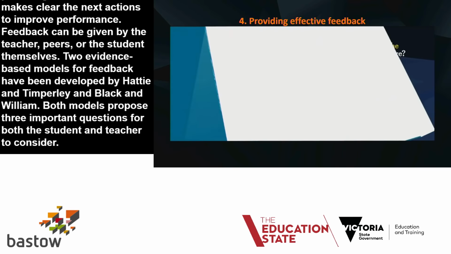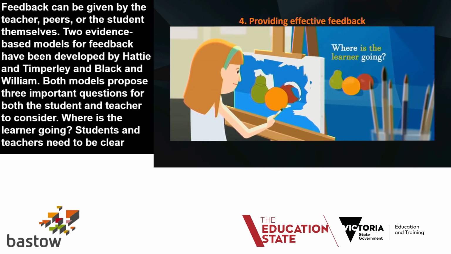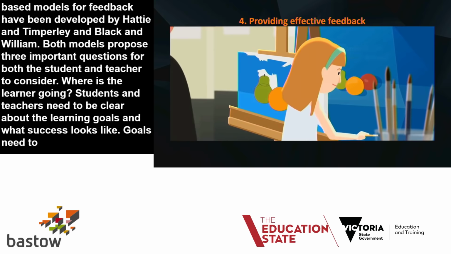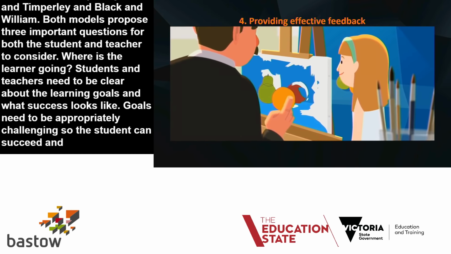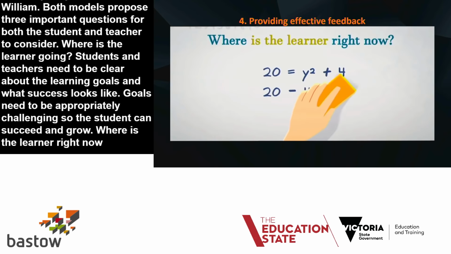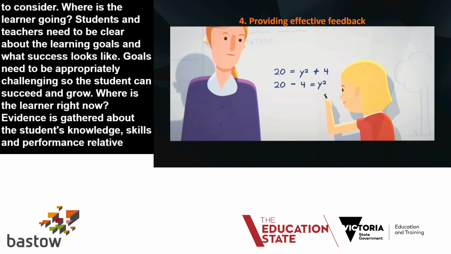Where is the learner going? Students and teachers need to be clear about the learning goals and what success looks like. Goals need to be appropriately challenging so the students can succeed and grow. Where is the learner right now? Evidence is gathered about the student's knowledge, skills and performance relative to the learning goals and tasks.